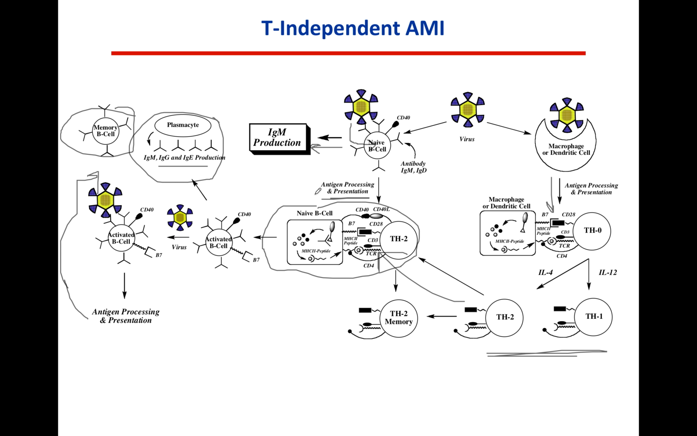So in this way, you can get an initial response. The first event you would get is this IgM production. Put that number 1 here. And then after you go through what you already know about the AMI production, you're going to get IgG production eventually. And so that gives you an initial protection and then long-term protection by producing antibody and memory B cells, as well as memory T cells.